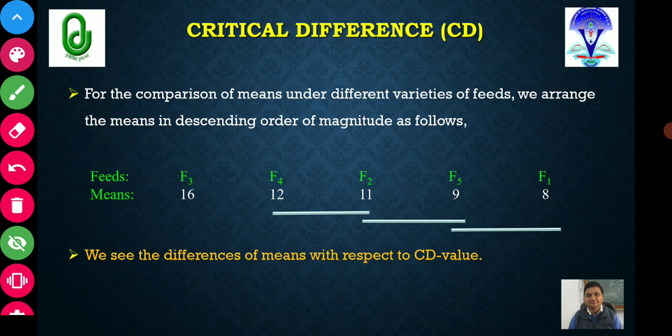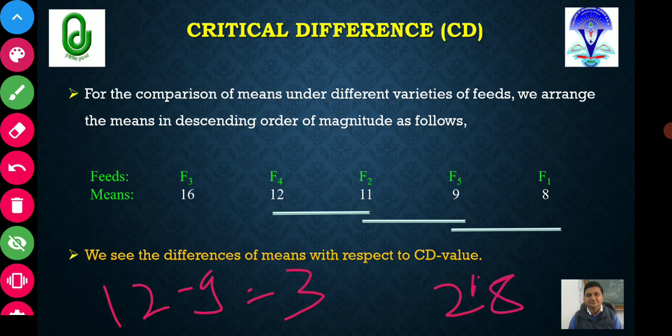F4 is 12 and F5 is 9. So what will be the difference? 12 minus 9 is equal to 3. And what is your CD value? CD value is 2.8. So definitely 3 is greater than 2.8. That is why the difference between F4 and F5 is significant. So if there is a significant difference, no need to do anything. If F4 and F5 are different, F4 and F1 will definitely be different.